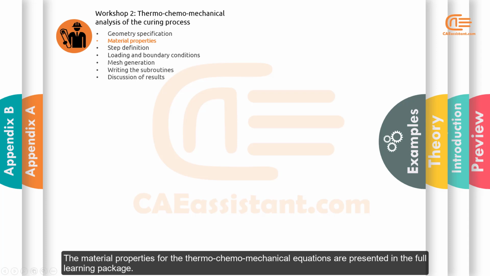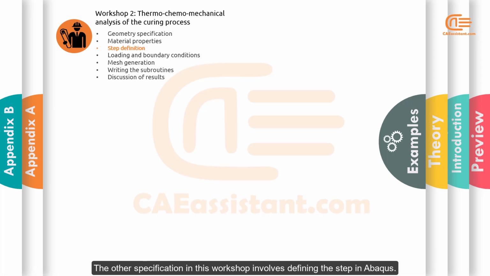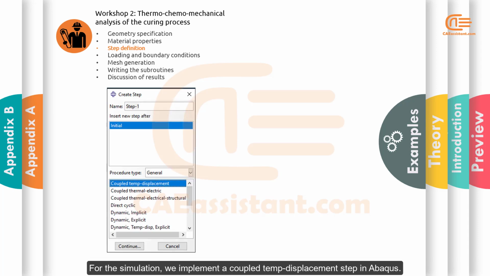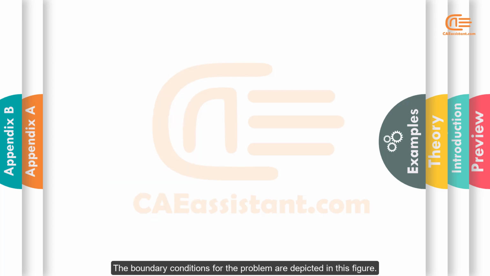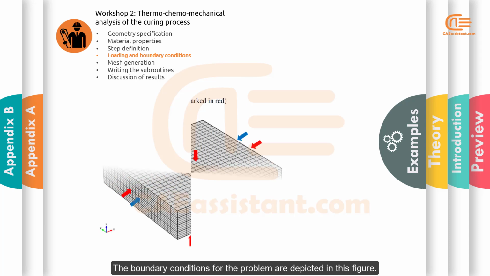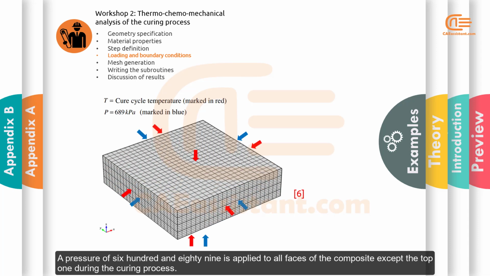The material properties for the thermo-chemo-mechanical equations are presented in the full learning package. The other specification in this workshop involves defining the step in Abaqus. For the simulation, we implement a coupled temp-displacement step in Abaqus. The boundary conditions for the problem are depicted in this figure. A pressure of 689 is applied to all faces of the composite except the top one during the curing process. The upper surface is fixed in the direction of the composite thickness, and the curing temperature cycle will be applied to all faces.